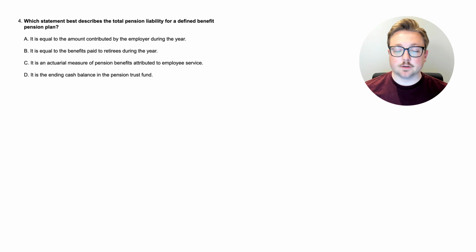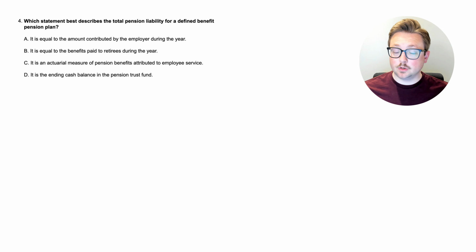Okay, here we are at question 4. Which statement best describes the total pension liability for a defined benefit pension plan? Based on what we've learned so far, we might have an idea of this. Is it A, it's equal to the amount contributed by the employer during the year? Is it B, equal to the benefits paid to retirees during the year? Is it C, it's an actuarial measure of pension benefits attributed to employee service? Or is it D, the ending cash balance in the pension trust fund?